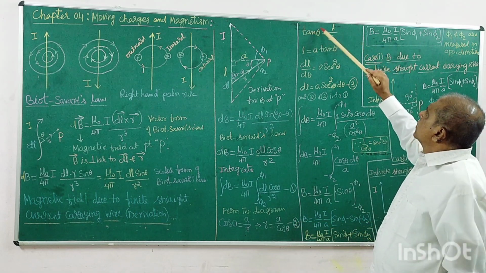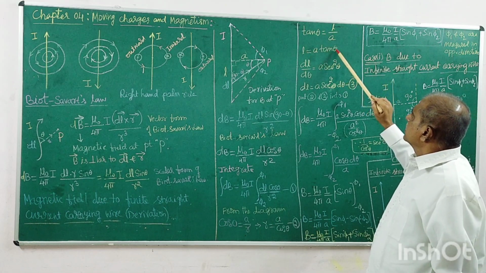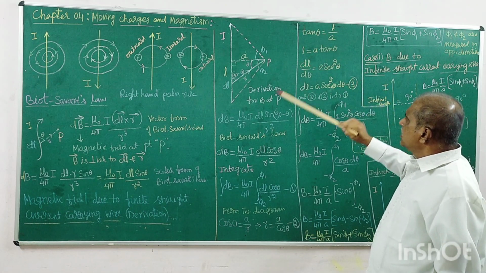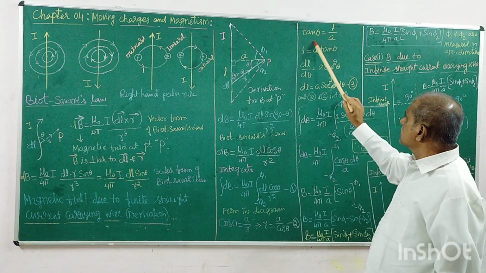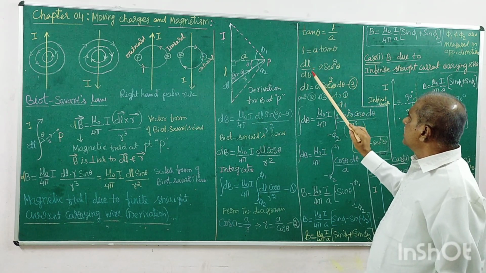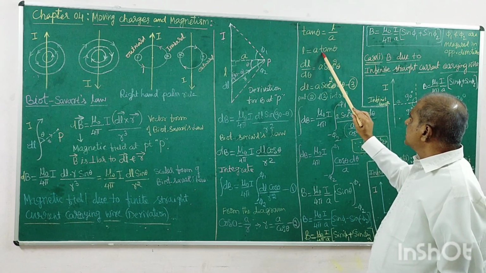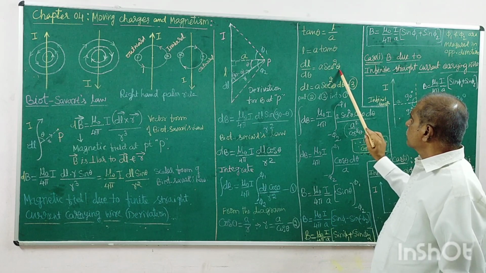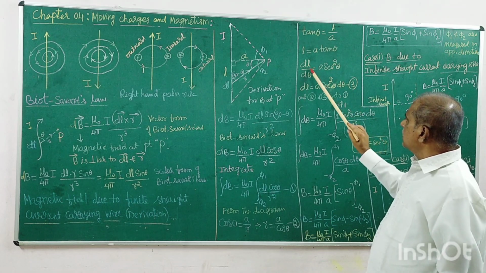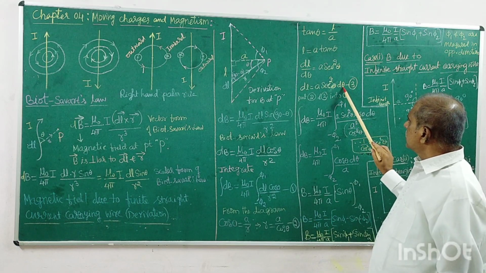But tan theta equals l by a, so you can rewrite this as l equals a tan theta. I want dl. For dl, you have to differentiate this equation with respect to theta. dl by d theta equals a, since a is constant, times the differentiation of tan theta with respect to theta, which is secant square theta. If that is so, what is dl? That is a secant square theta into d theta.